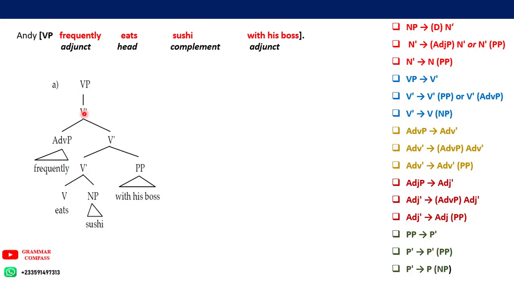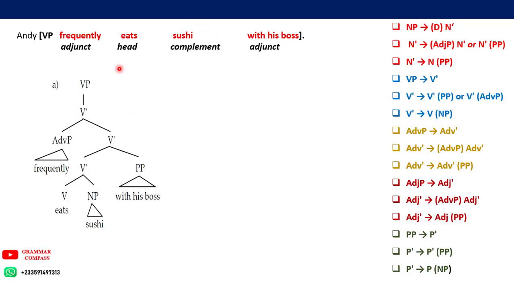Now from the V bar, we will move on to the adjunct rule. So you ask yourself, how many adjuncts do we have? We have frequently and we have with his boss. So you are going to get 3 bar levels. We shall see. Now which of the adjuncts should you do first? Is it the frequently or with his boss? Any of them is correct. So we can have two different trees for this structure.